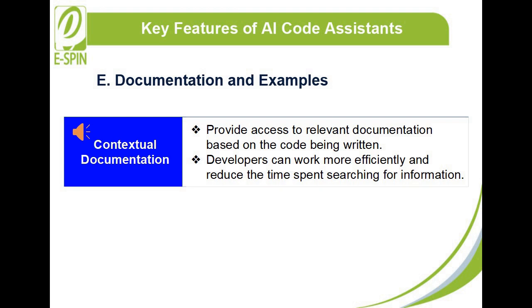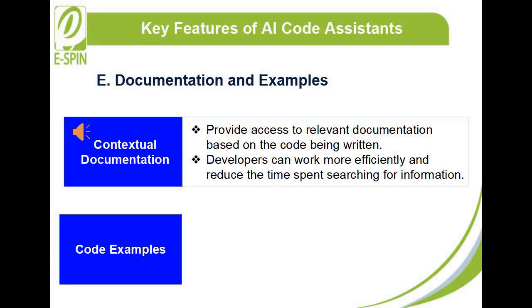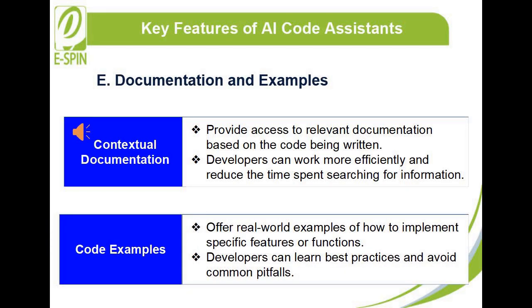for information. Code examples. AI code assistants can offer real-world examples of how to implement specific features or functions. These examples are often drawn from code repositories and knowledge bases, providing developers with proven solutions to common problems. By studying these examples, developers can learn best practices and avoid common pitfalls, accelerating their learning curve and improving the overall quality of their code.